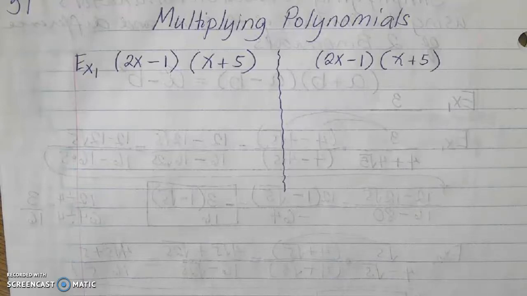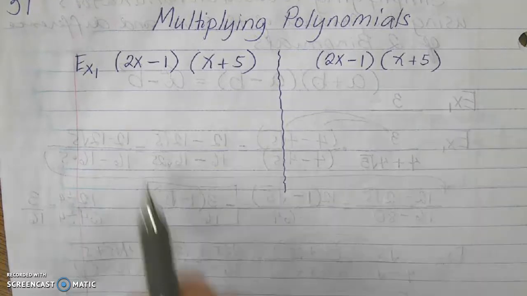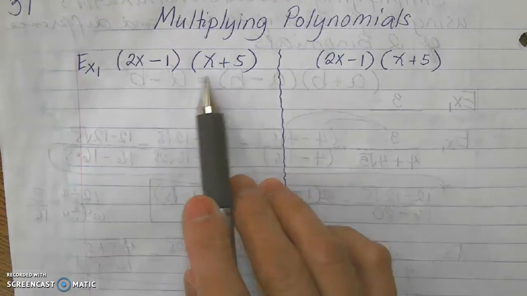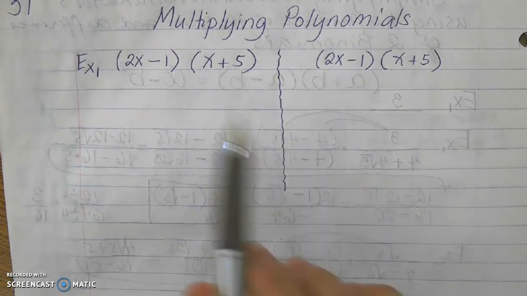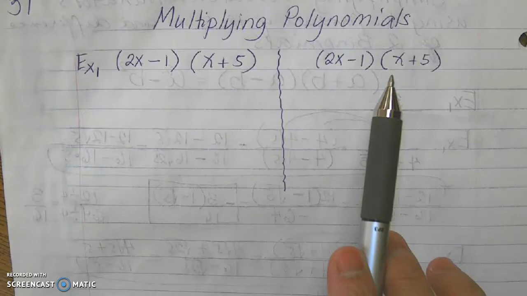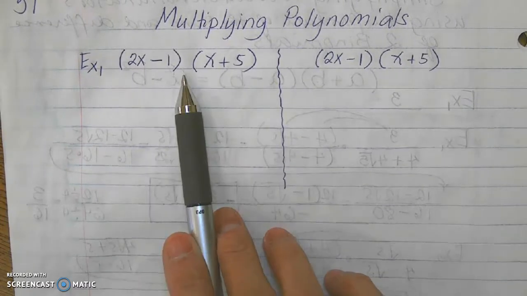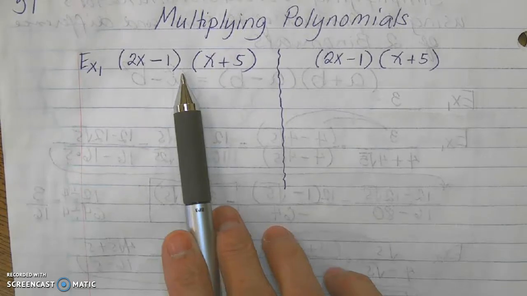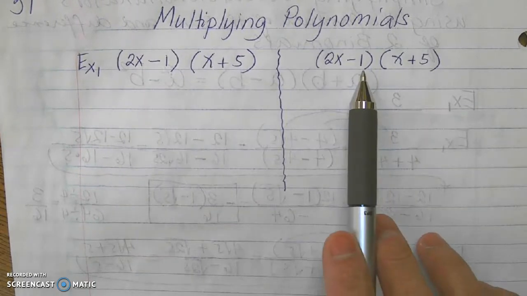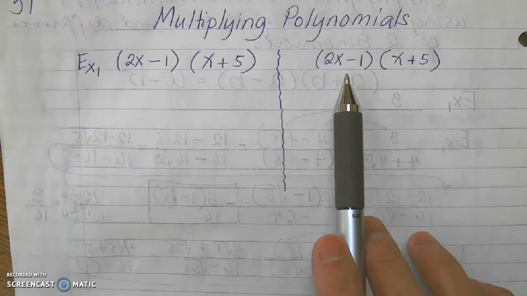Hello, today we are going to learn about multiplying polynomials. For my first example, I'm going to choose 2x minus 1 times x plus 5. The reason why I have it on both sides is because I'm going to use the distributive property on this side, and then I'm going to use what we call the box method on this side.